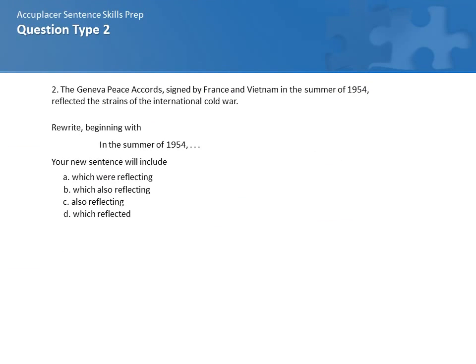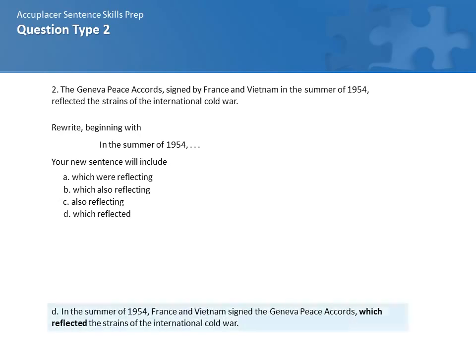Okay, here's number 2. The Geneva Peace Accords, signed by France and Vietnam in the summer of 1954, reflected the strains of the international Cold War. And we're instructed to rewrite this sentence beginning with the passage, "in the summer of 1954." Our 4 choices are A, which we're reflecting, B, which also reflecting, C, also reflecting, and D, which reflected. The best answer here is D, which reflected.